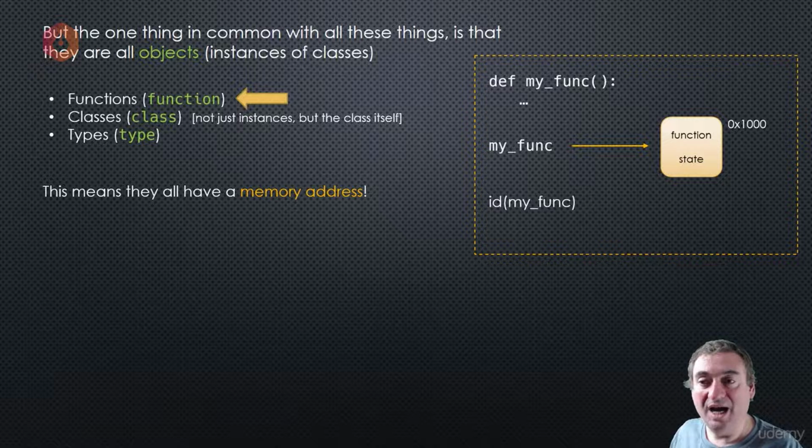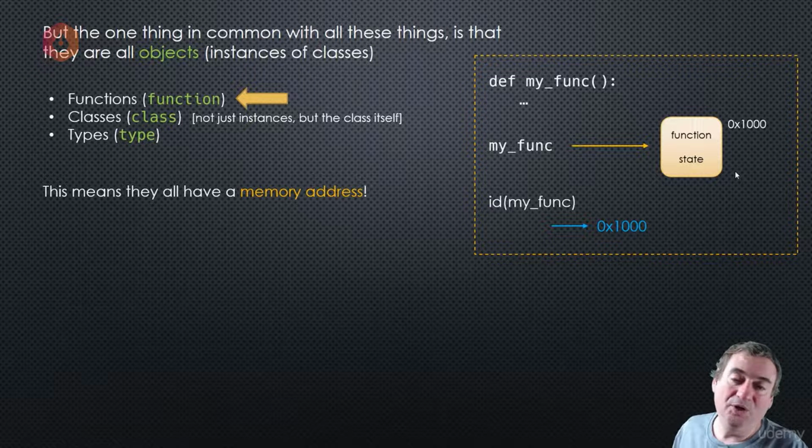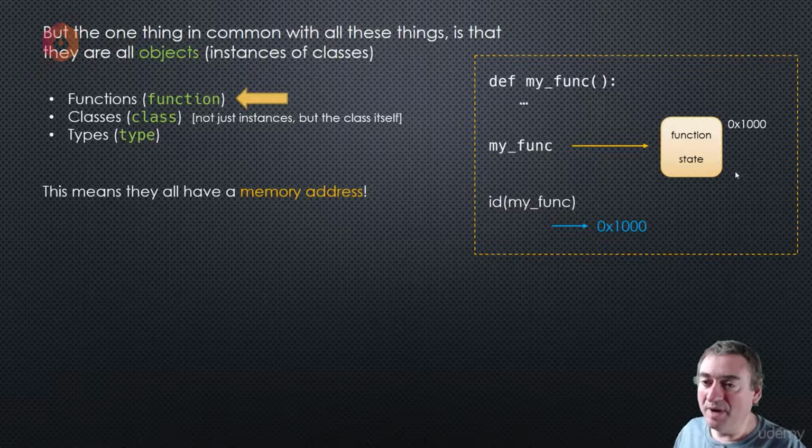So we can look at the ID of myfunc, just like we can call ID on any other variable. Well, myfunc is just another variable, it just happens to be a function object instead of an integer object. So we can call that, and we will get back that memory address, whatever that is. Now, we are not going to be using the memory addresses of functions in our code. I just want to point this out so we understand what's happening.